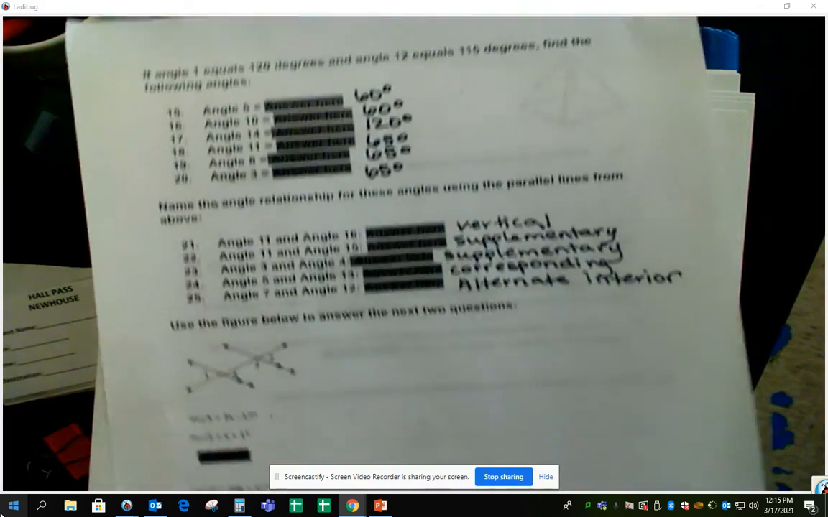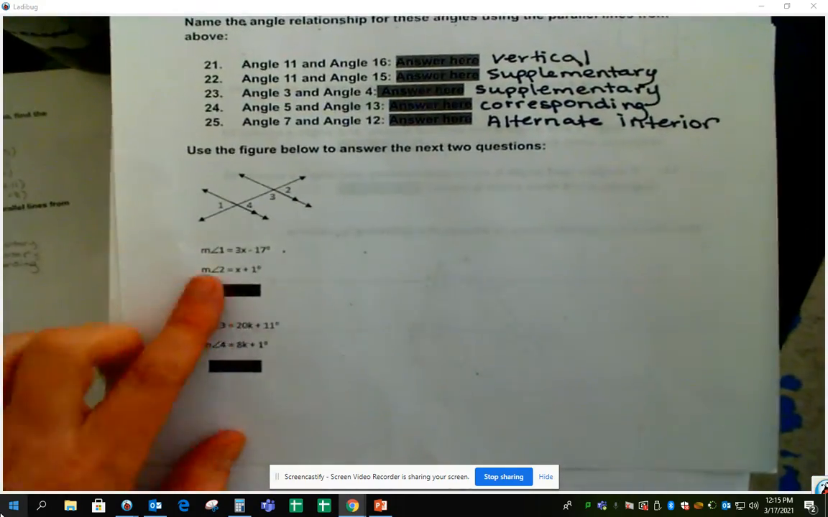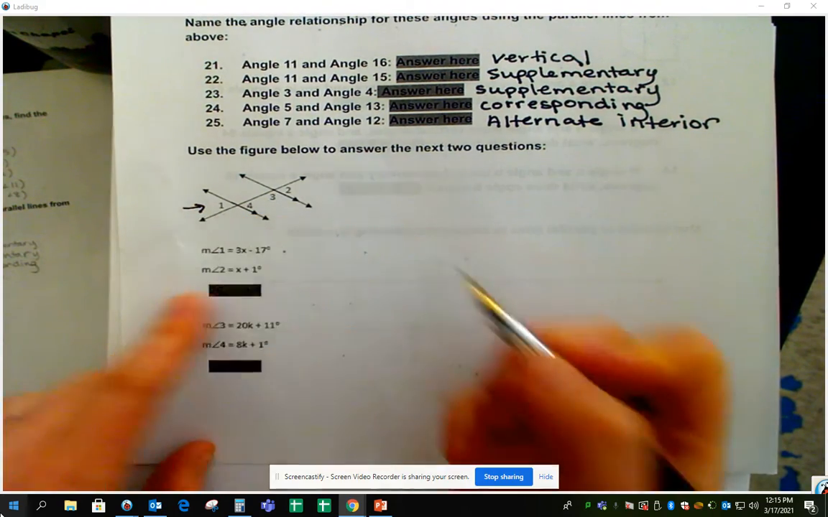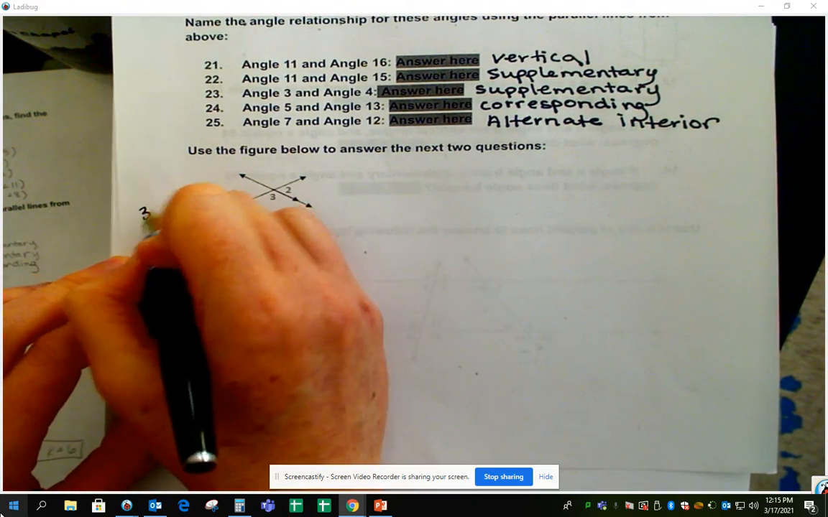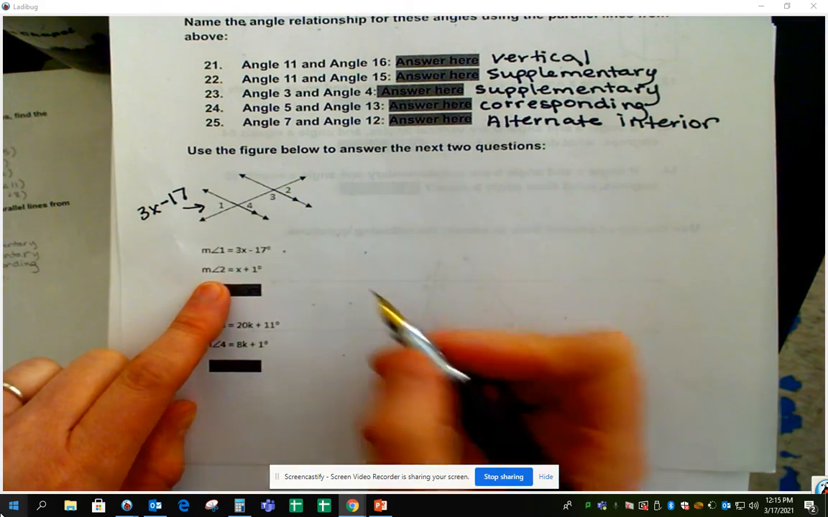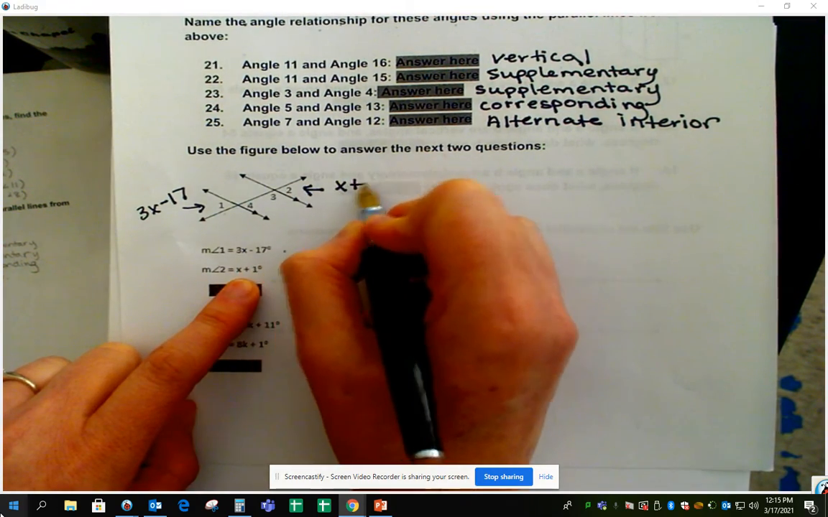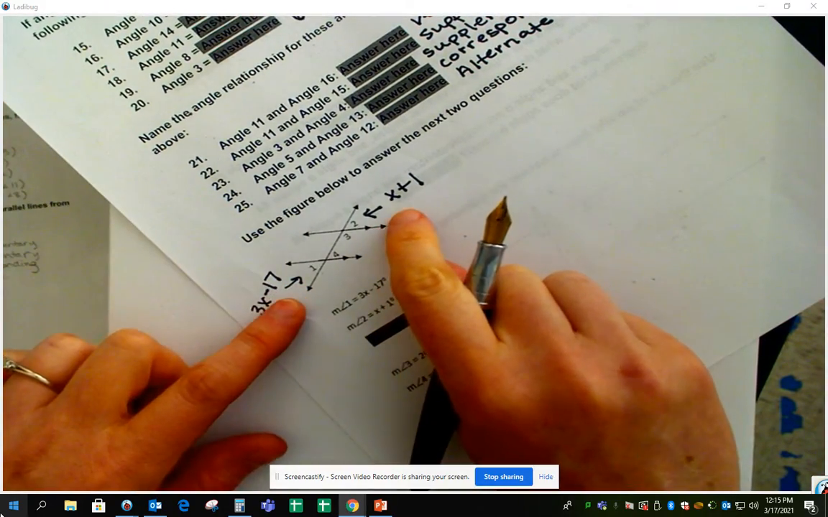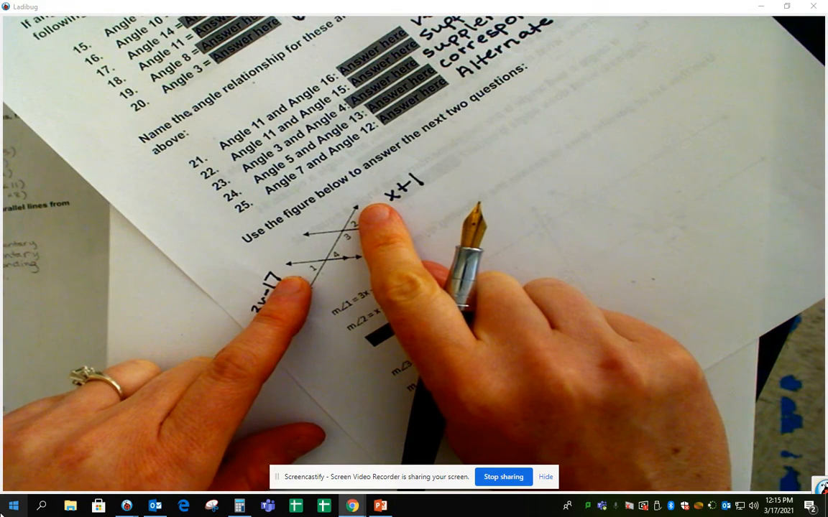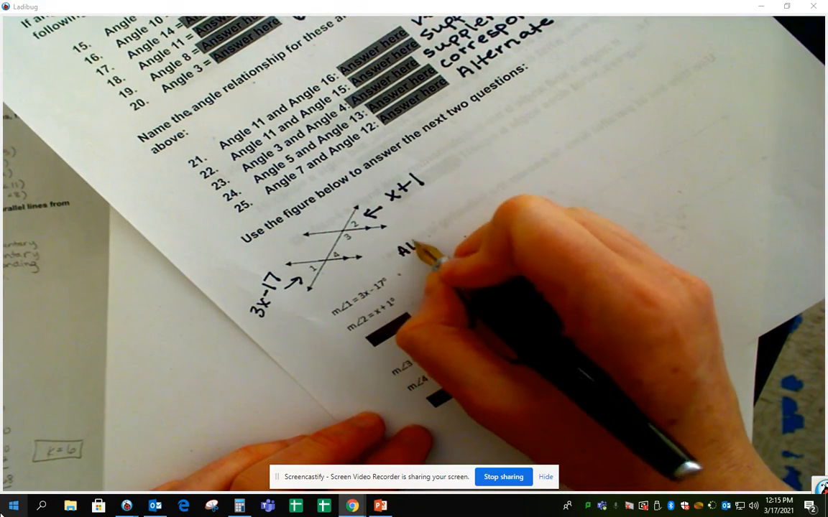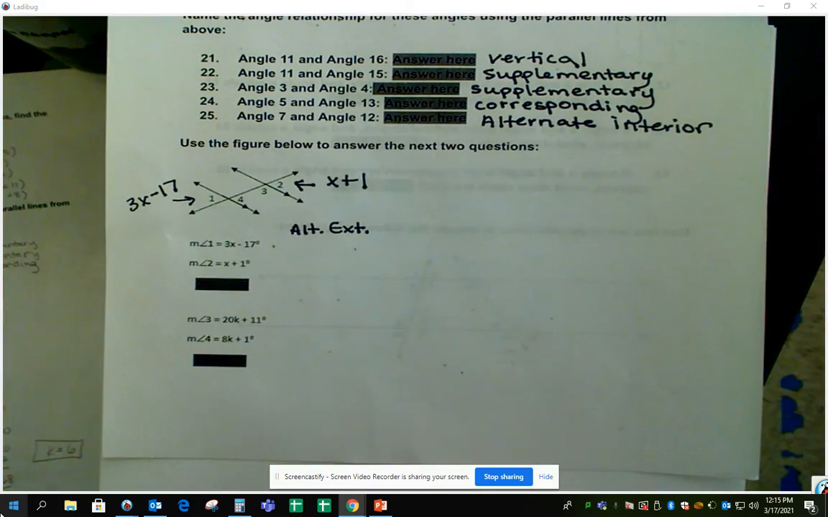This will be our last two problems. We're using this as our example. It says angle 1, so this guy, is 3x minus 17. And angle 2, this guy, is x plus 1. So let's see. If we look at our parallel lines here, they're on opposite sides, but they're outside the parallel lines. Those are alternate exterior angles. So we know that those are equal to one another.